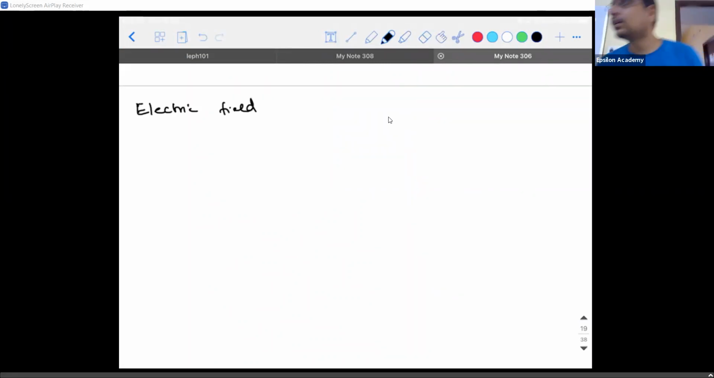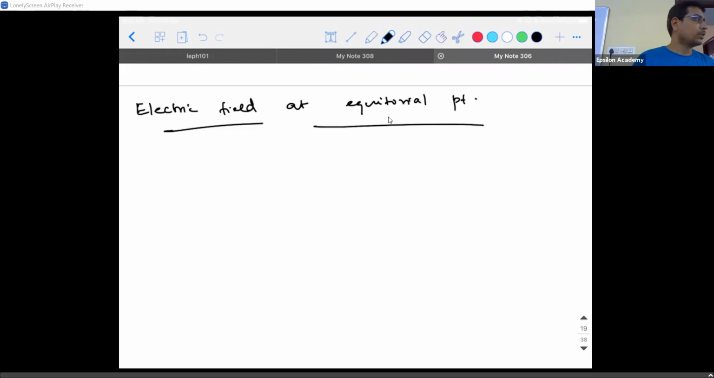Suppose, visualize it. What he is saying is, if you take a point above or below the midpoint, that's called an equatorial point.